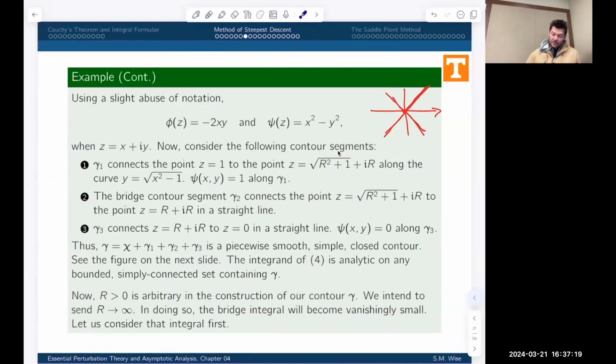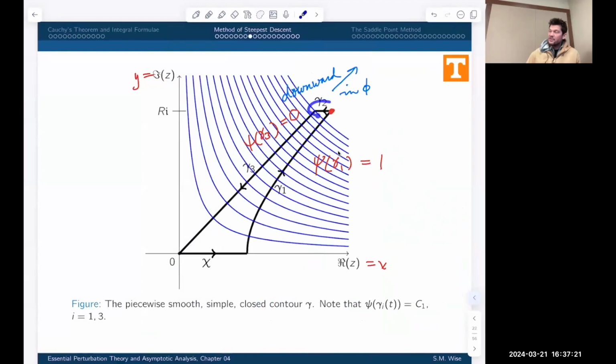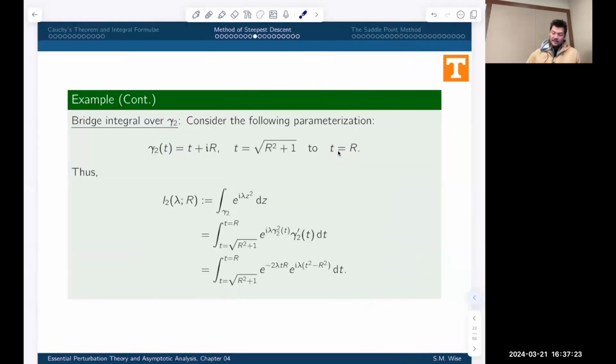But we do have to deal with that pesky bridge contour. Let's deal with that one first. All right, so we have to create a parameterization for the contour. Remember, that's how we compute contour integrals.